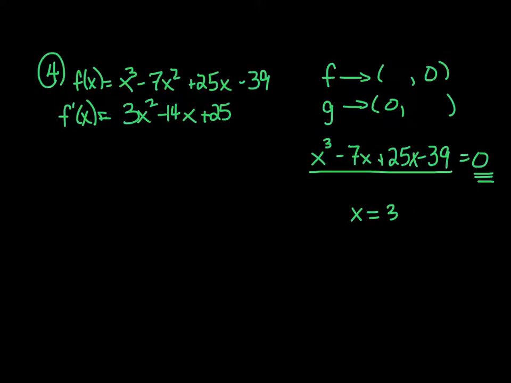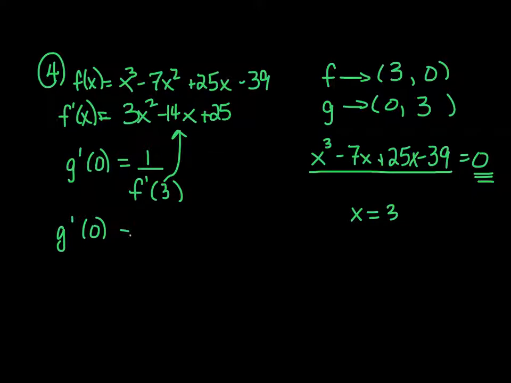Okay, so then that means I can put a 3 up here as the y value for g and the x value for f. Okay, so now I'm going to apply the formula. It wants me to do g prime of 0, which means 1 over f prime of f's x value, and f's x value is 3. So all I'm going to do is plug 3 in there and see what I get. So g prime of 0 is going to be equal to 1 over, and when you plug that in, by the way, it will be 10. So the answer is 1 over 10.